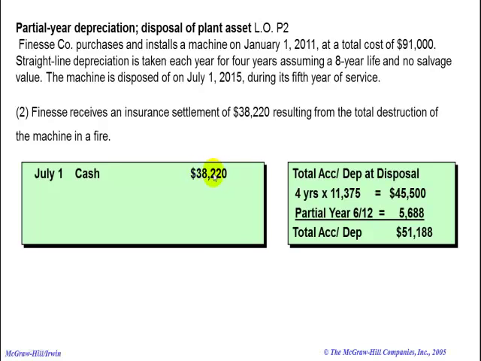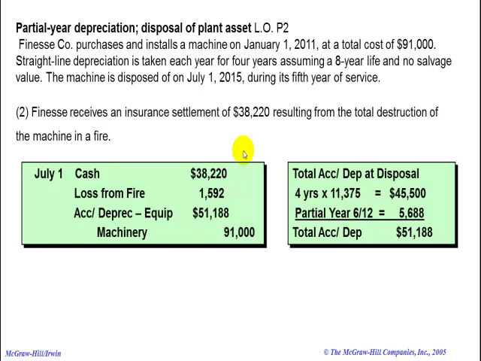We have $38,220 as the amount of cash we took in, so we have a little loss there. The insurance company paid us a little bit less than what the book value was. So there's the accumulated depreciation being taken off the books, and there's the machine being taken off the books, and what's left to make this entry balance would be a loss of $15.92. So let's see here. I believe that's the end of that.